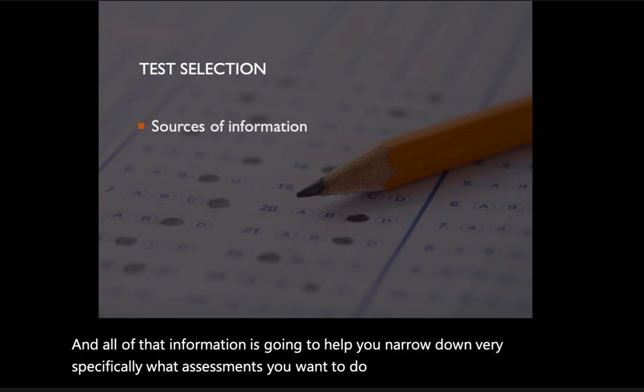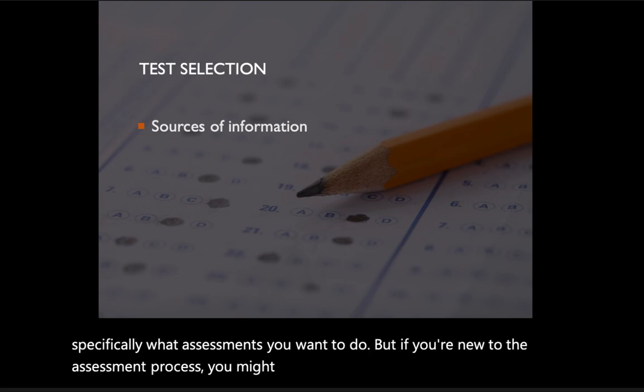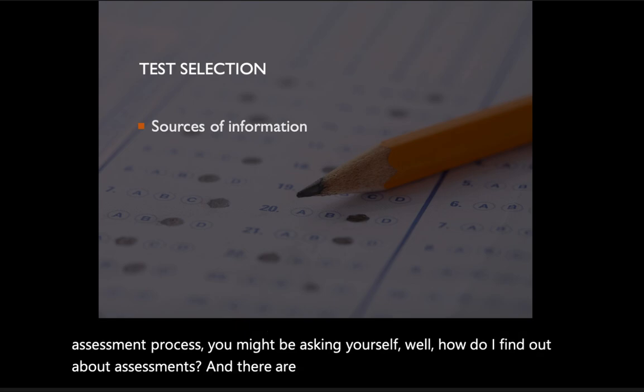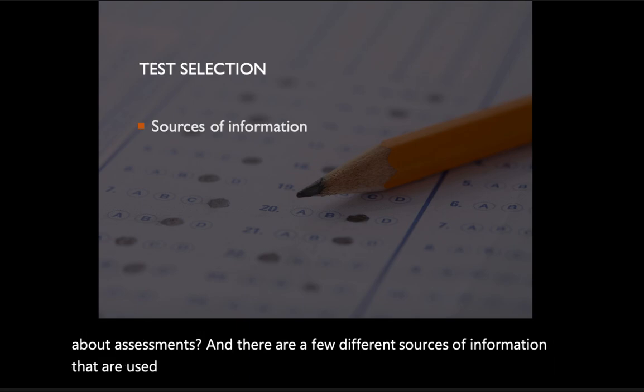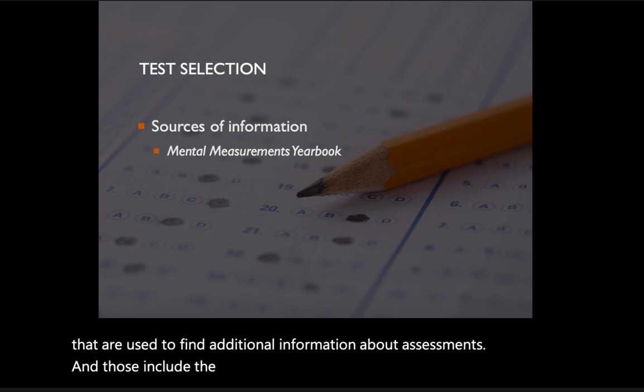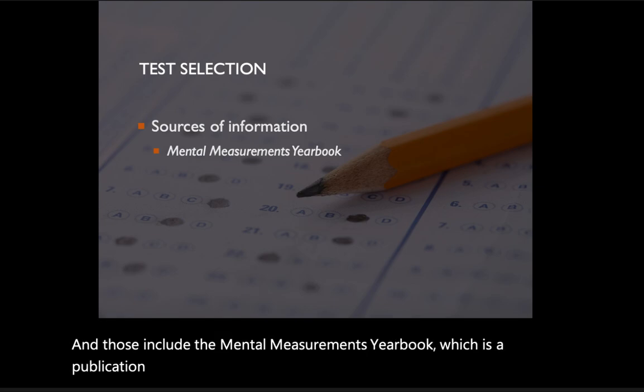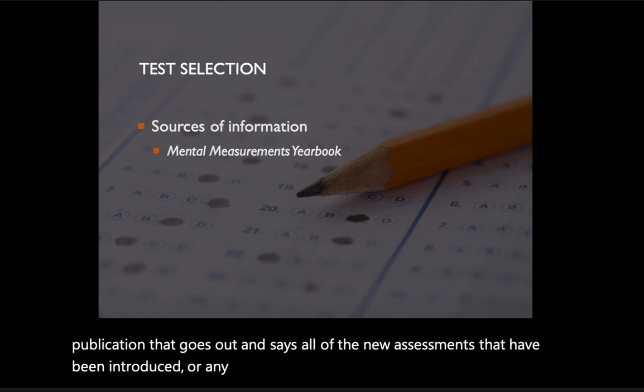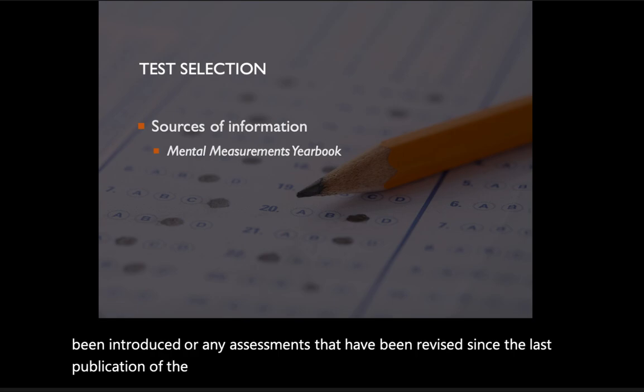But if you're new to the assessment process, you might be asking yourself, well, how do I find out about assessments? And there are a few different sources of information that are used to find additional information about assessments. And those include the Mental Measurements Yearbook, which is a publication that goes out and says all of the new assessments that have been introduced or any assessments that have been revised since the last publication of the MMY, or the Mental Measurements Yearbook.